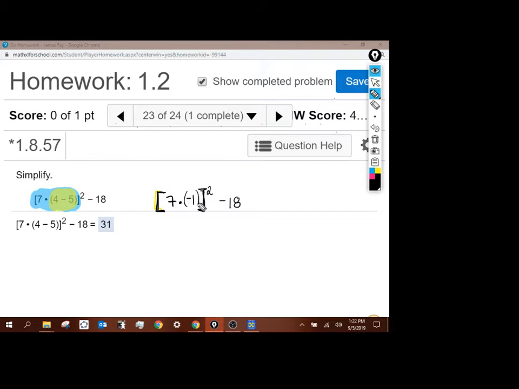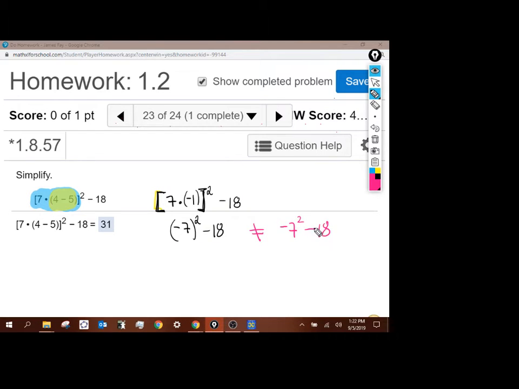Can I do the math inside there? What's 7 times negative 1? Negative 7. And here's the reason why, when I get a result and it's negative, I want to put parentheses around it, because there's this power of 2, right? Minus then 18. We need to understand that that would not be the same as negative 7 and then leaving my power to minus 18.